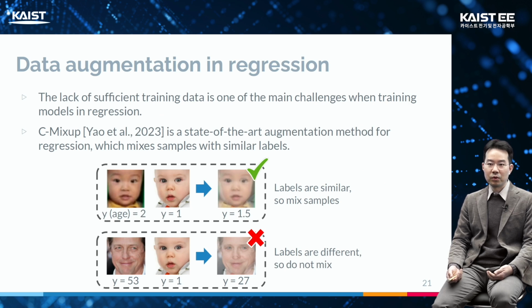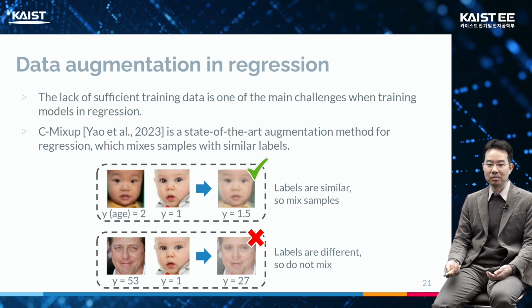In this research, we focus on the problem of regression, where the goal is to predict a number instead of making some classification between, like, 0 and 1. And even here, the lack of sufficient training data is one of the main challenges when training models in regression. So there is a state-of-the-art technique called C-Mixup, proposed by Yao et al., that is specialized for augmenting data for regression by mixing samples with similar labels.